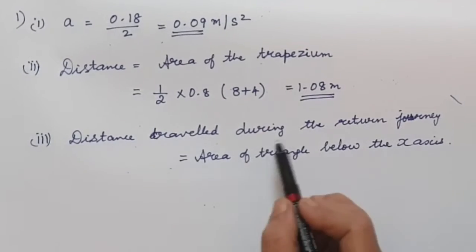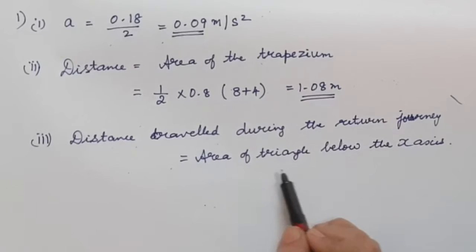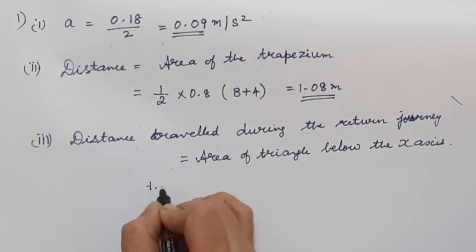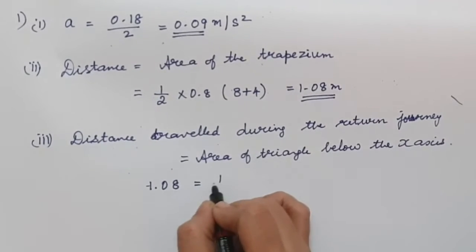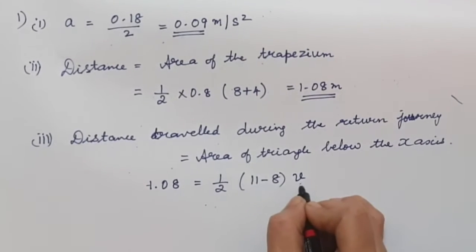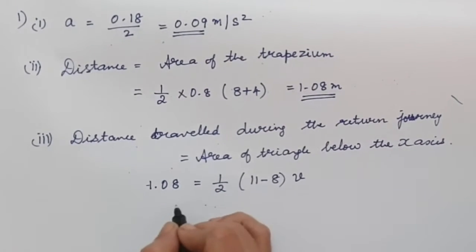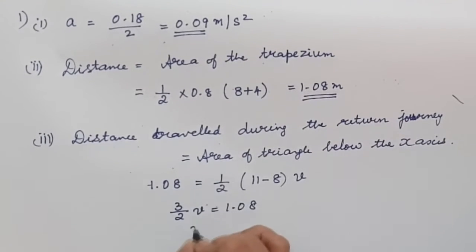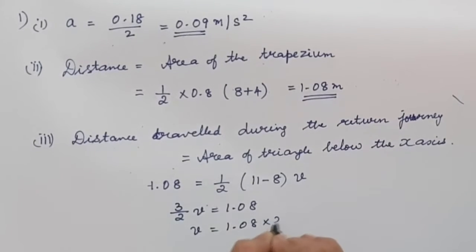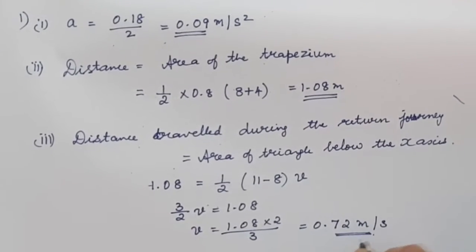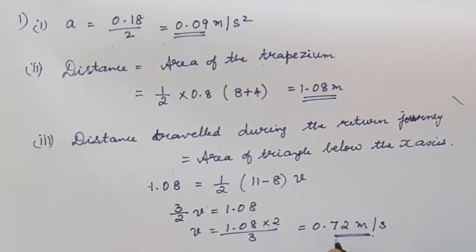Now for the third part, the distance traveled during the return journey will be equal to the area of the triangle below the x-axis. Distance traveled will be equal to 1.08, which equals half into 11 minus 8, that is the base, and the height will be the greatest speed. V is the greatest speed. So it will be 3 over 2 V equal to 1.08. V will be equal to 1.08 into 2 over 3, that will be equal to 0.72 meters per second. This will be the greatest speed of the tool for the return journey.